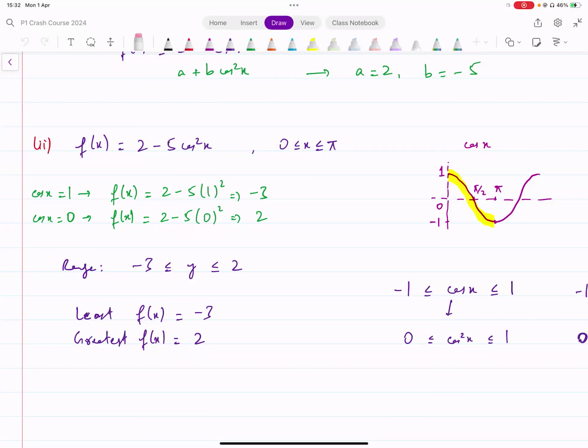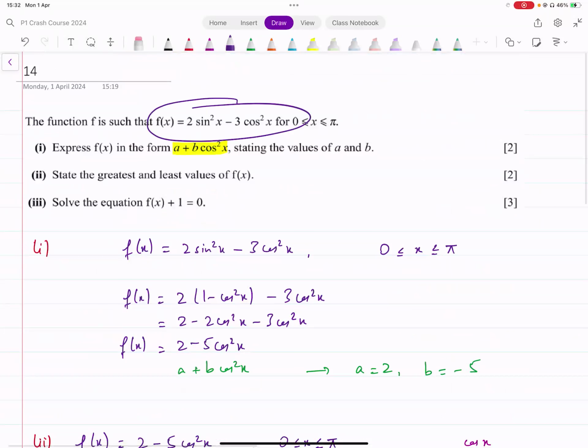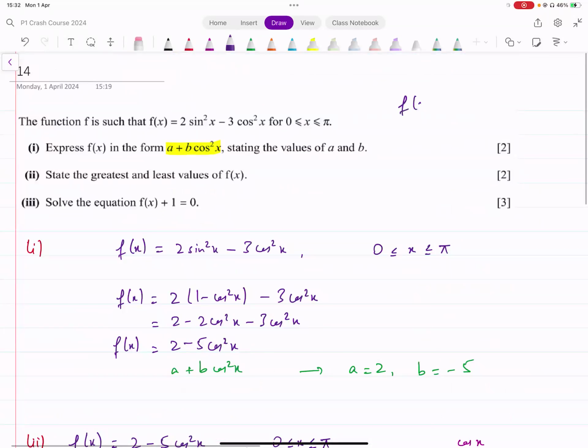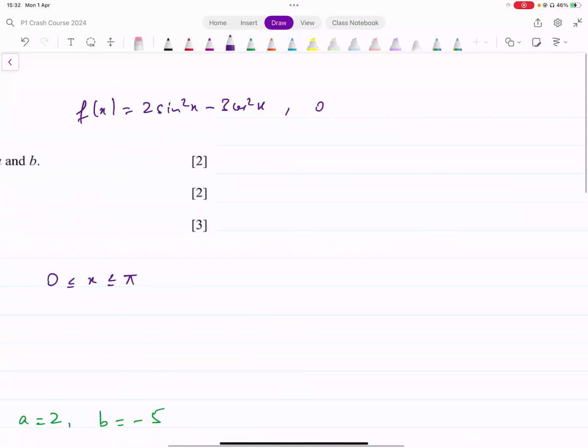Now, the question is, could we do the same thing on this original function? So if they had given us f of x equal to 2 sine square x minus 3 cos square x, if they had given just this and asked us to find the range of this function, given that x is between 0 and pi.